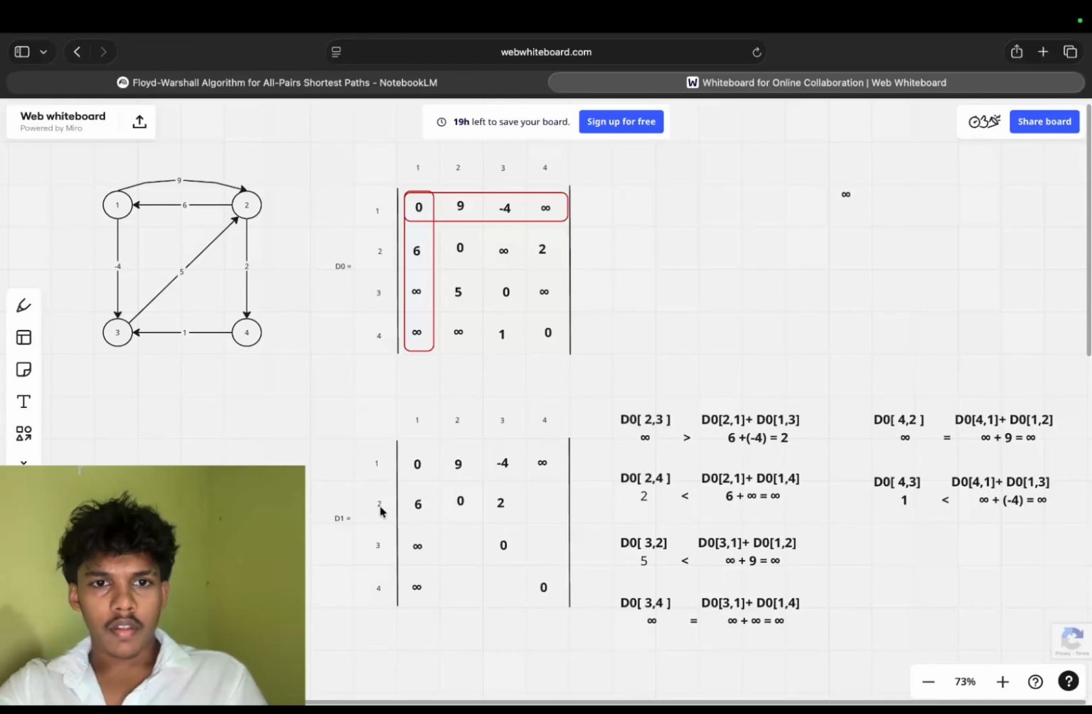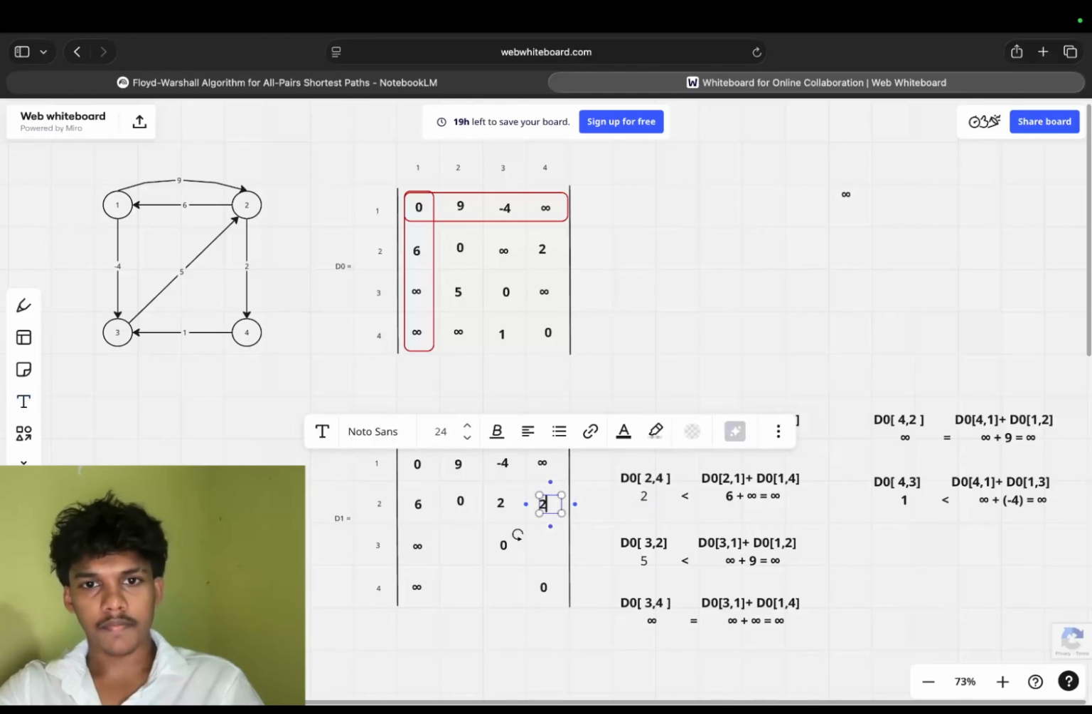Right, then 2 to 4. 2 to 4 is 2, here we have 2. Then by taking 1 as the middle element, we can get 2 to 1 plus 1 to 4. Right, so 2 to 1 is 6. 1 to 4 is infinity, so it will be infinity. So 2 is less than infinity, so we will take 2 here.